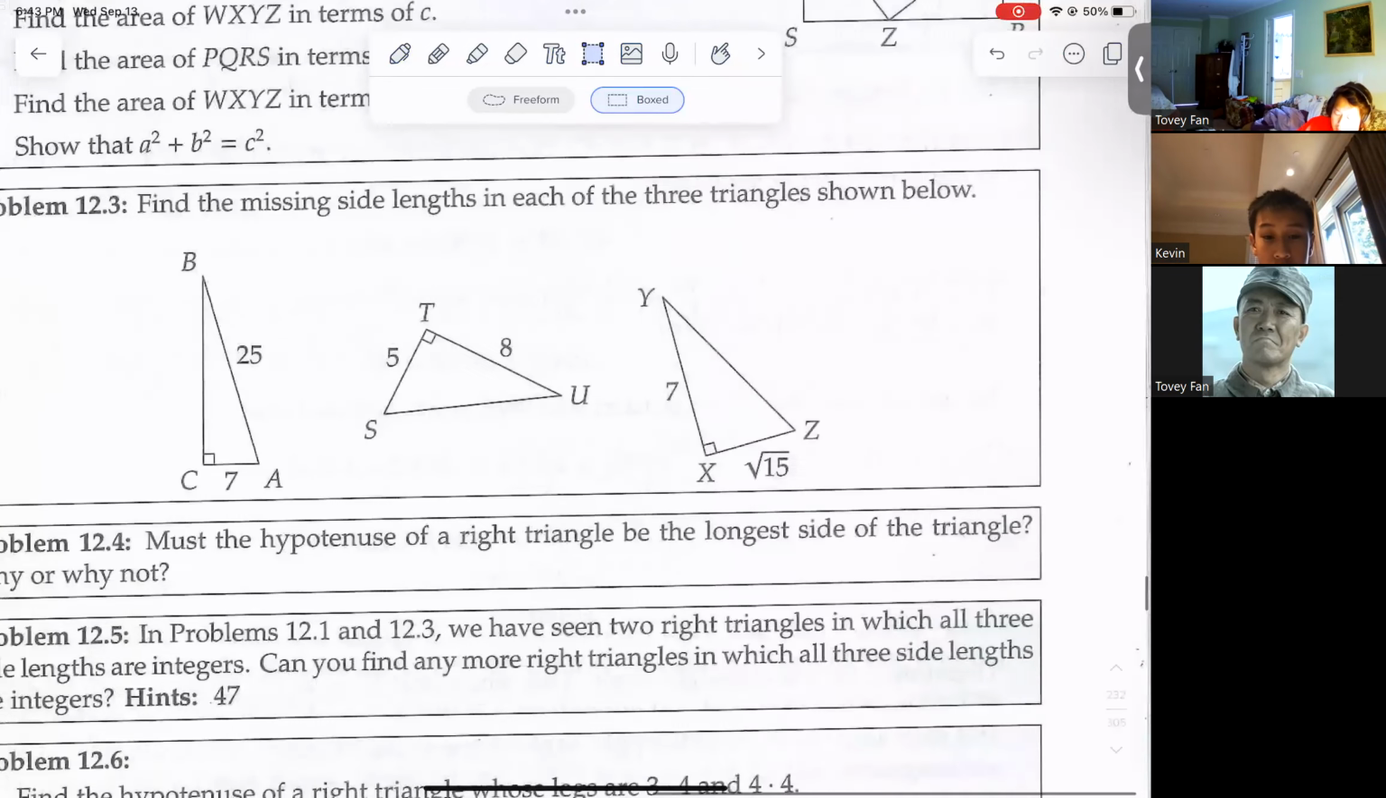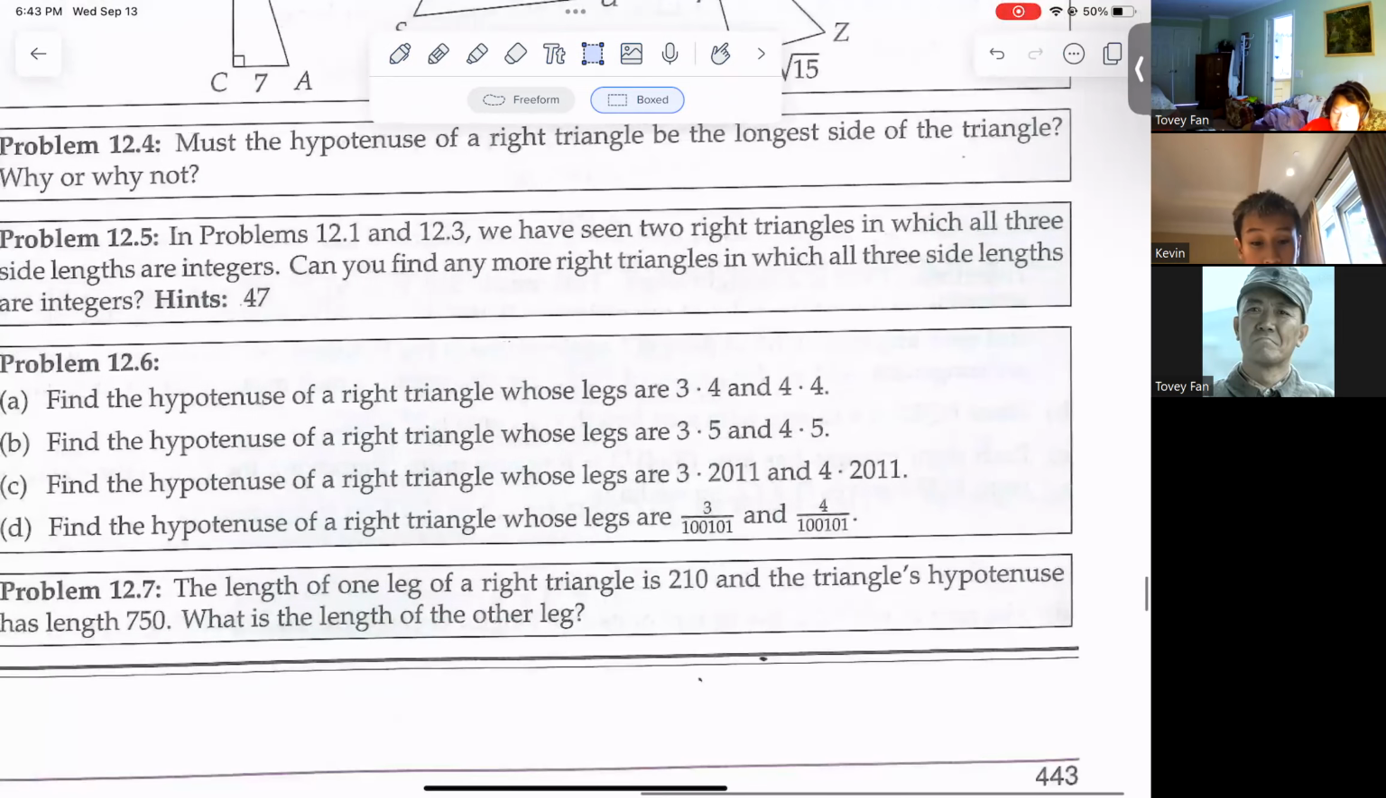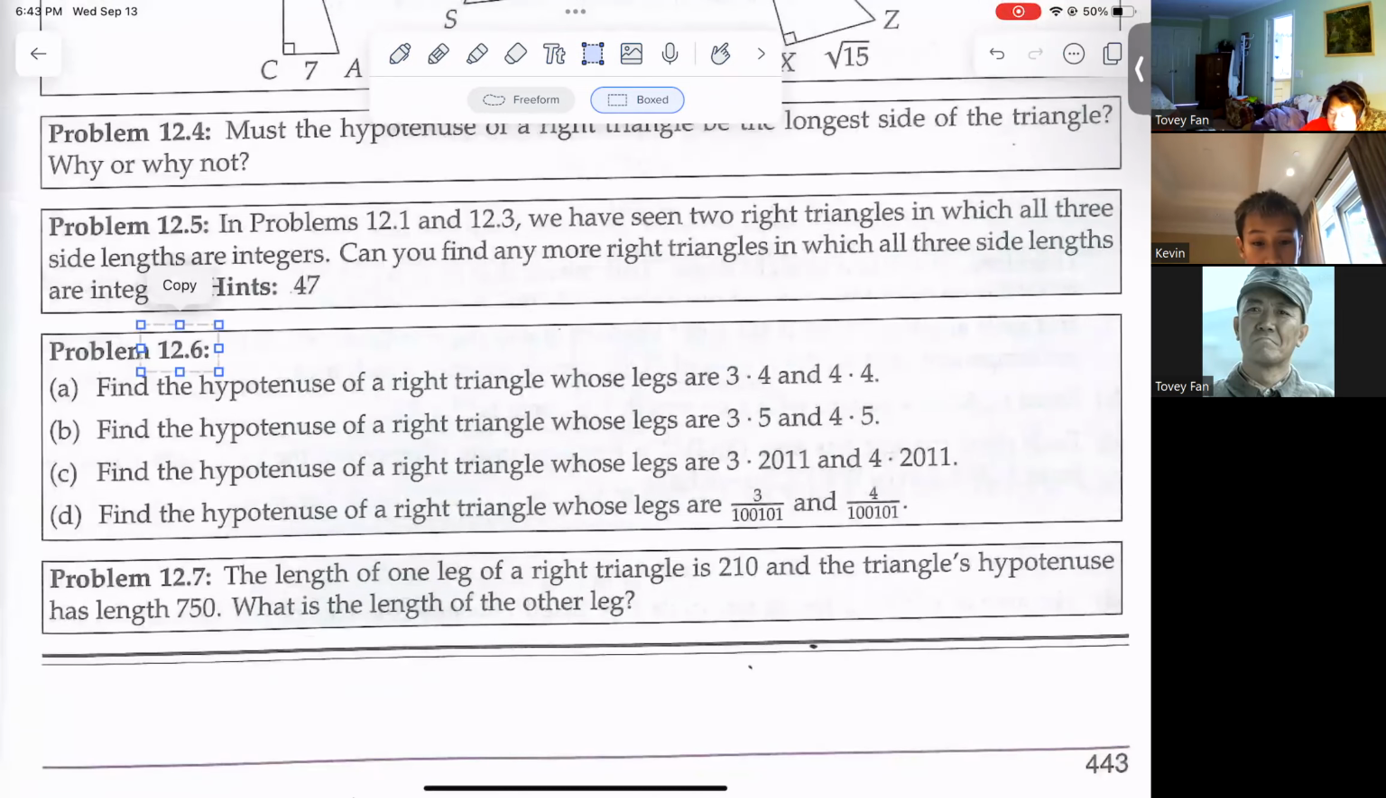What we said about Pythagorean triples is that not only do they satisfy the Pythagorean theorem, but also any multiples of them will satisfy the Pythagorean theorem, right? Okay, could you do problem 12.6 for me?